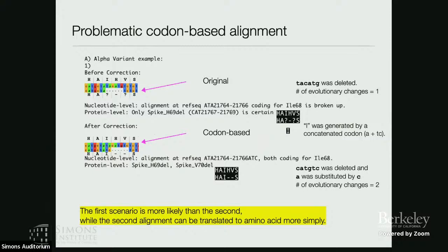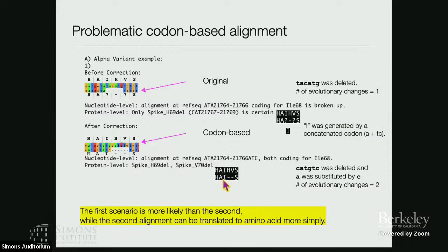On the other hand, in the codon-based alignment, this gap does not break codon boundary. As a result, amino acid alignment is clearer. Alpha variant has just 2 amino acid deletion, HD.